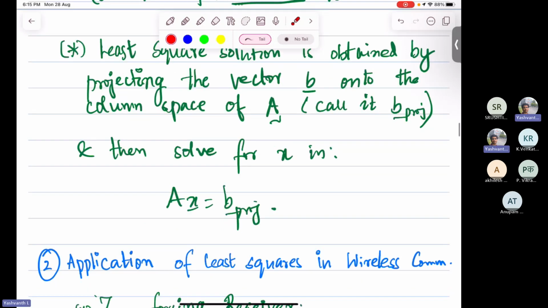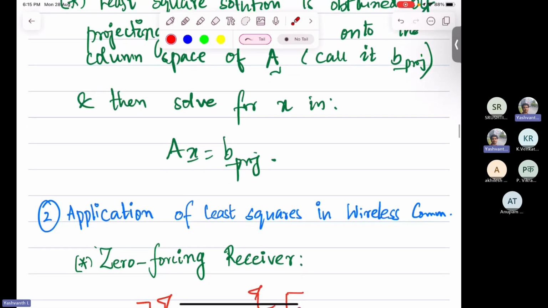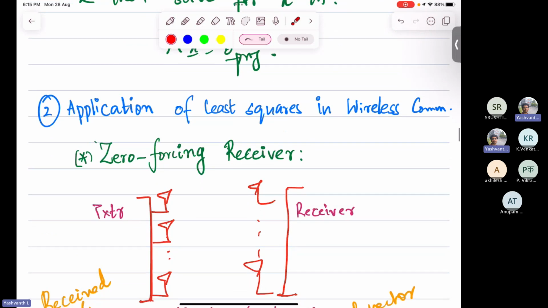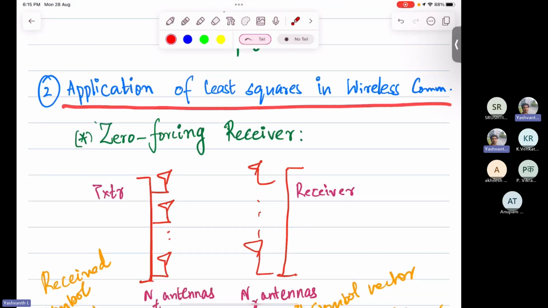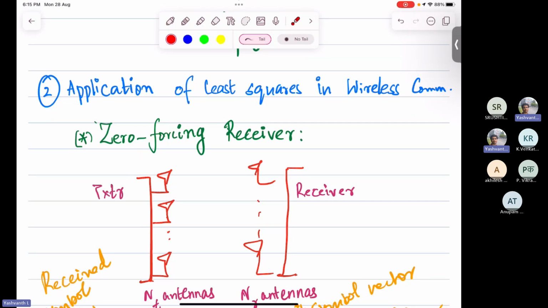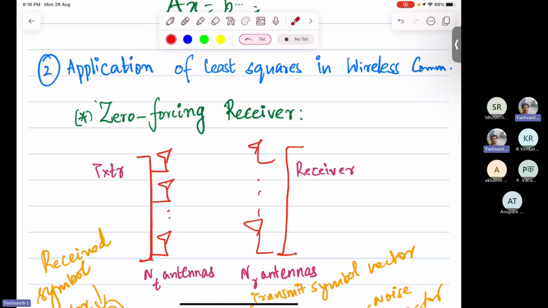This is the other interpretation that the professor had given in the class. Now, in one of the other sessions, the professor had mentioned the application of least squares in wireless communications. Namely, he considered a zero forcing receiver. So what is a zero forcing receiver?